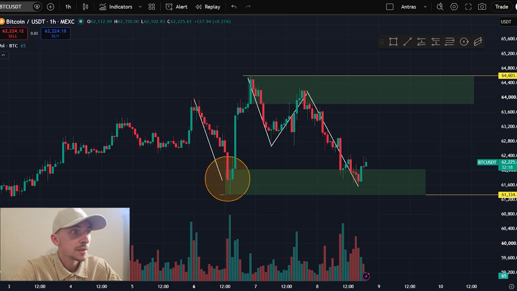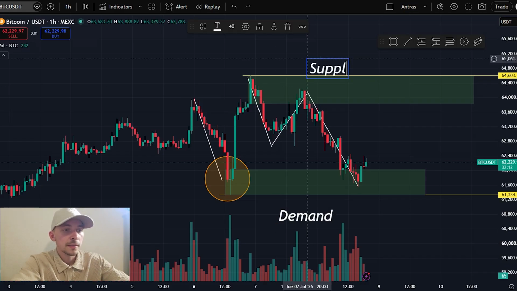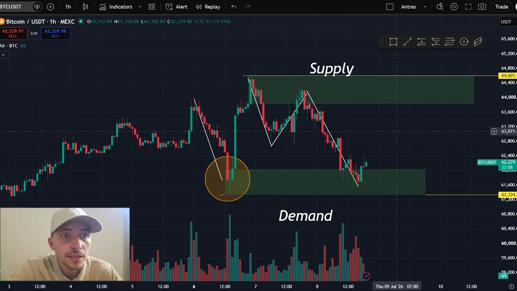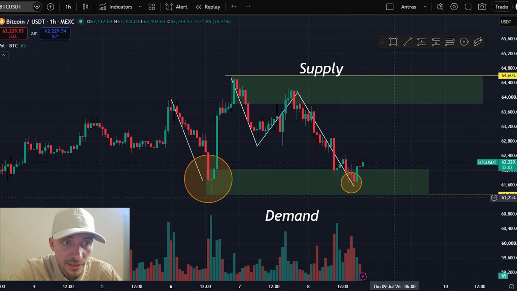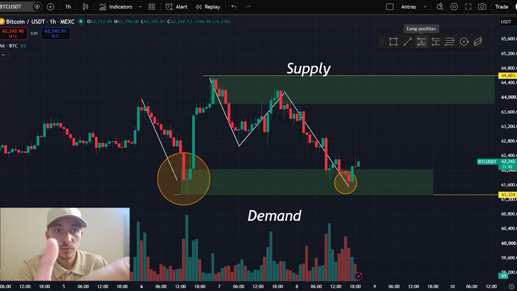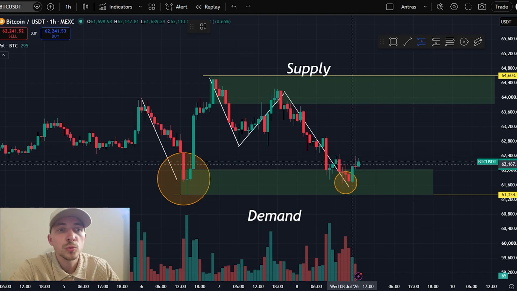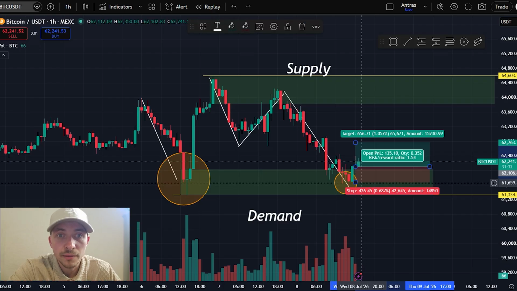I can write demand here, and here we have a supply. And what the price did, it came, checked the price, created several wicks, 1 2 3 4 5 6 wicks, and after that a green candle. What does it indicate? It indicates that in this case the demand zone is working and the price is starting to go up. So if you're going for the bold move, we saw a nice huge green candle where Bitcoin in an hour basically went up by $500.